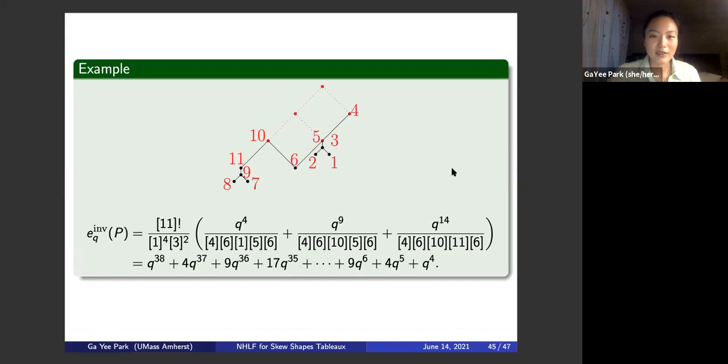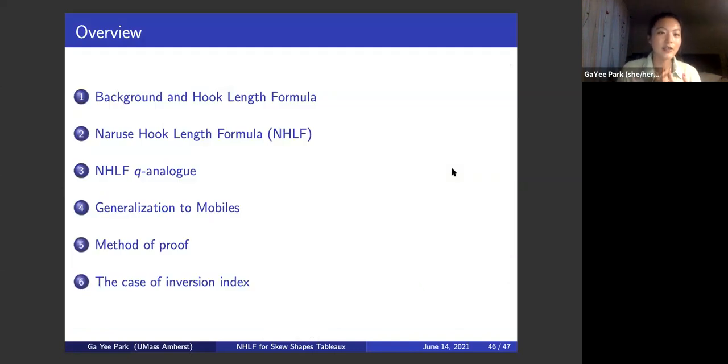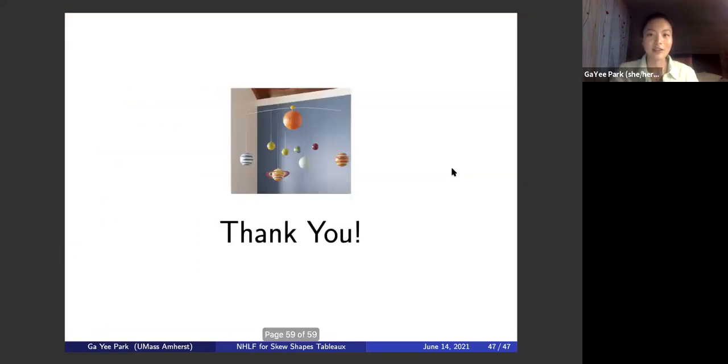So that is all I have today. We talked about the Naruse hook length formula and its generalizations into mobile posets, and also talked about the case of the inversion index and its restrictions. So that is all I have today.